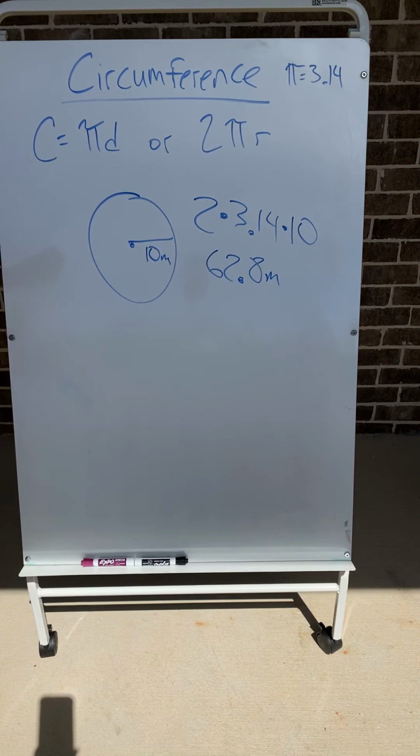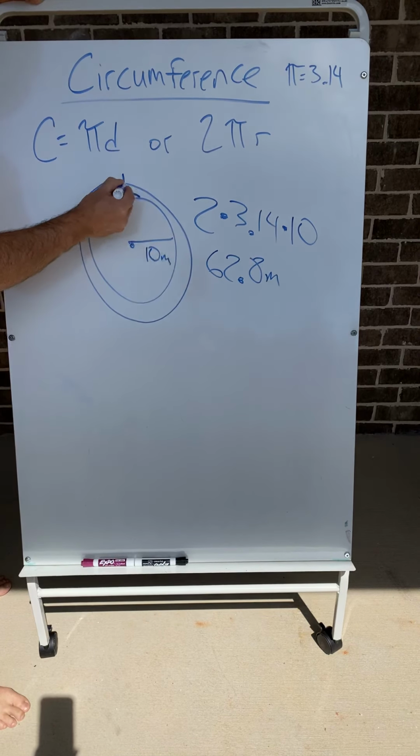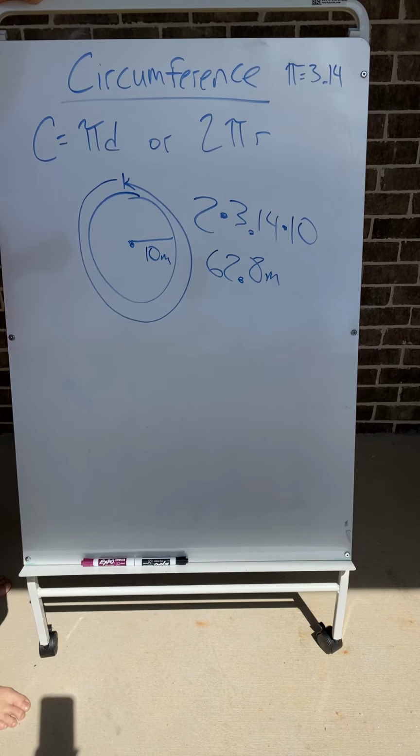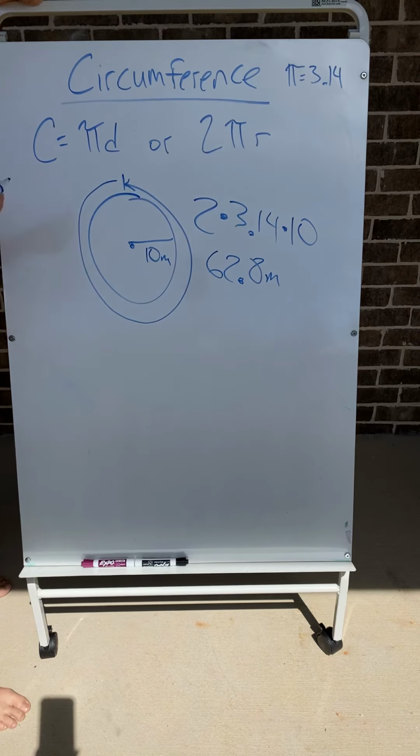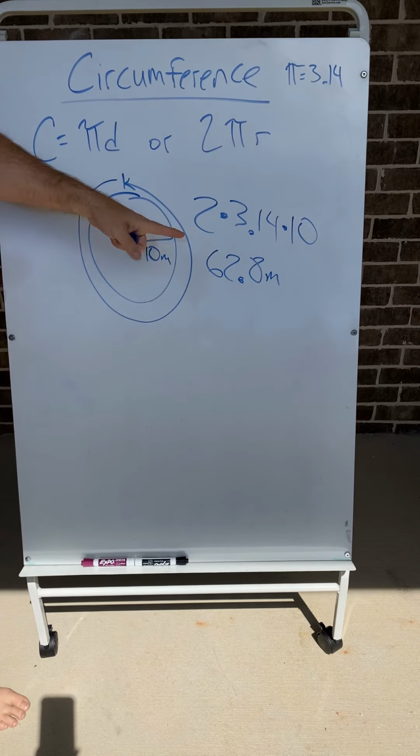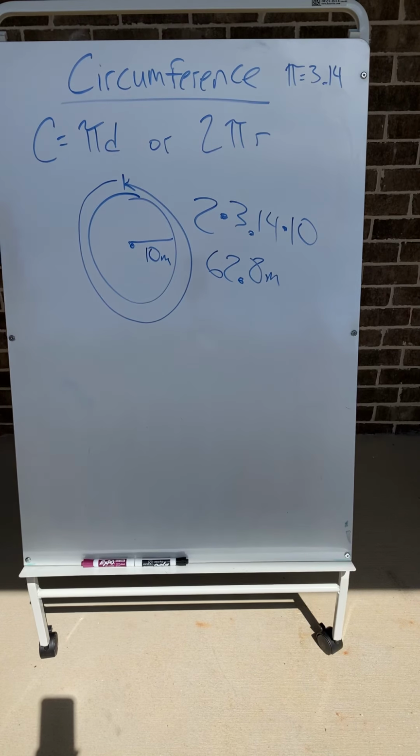Now this is not meters squared because it's not area. What you just found is the circumference. It's the distance all the way around the circle. It's this line out here. That's what you just found. So you didn't find area, so you're not going to find anything squared. Okay, so let's try another one.